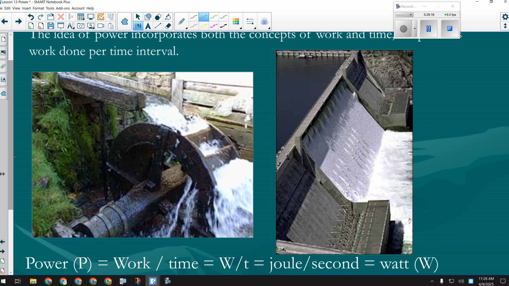Also understand the units. Units for power are watts. That's a joule per second. All right. Questions on power?